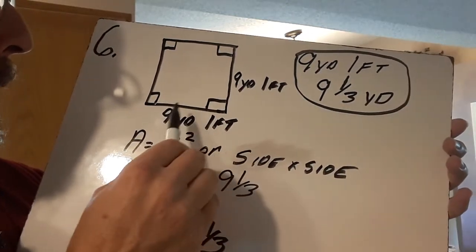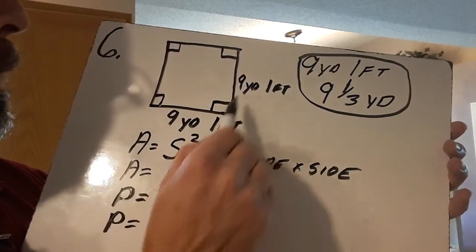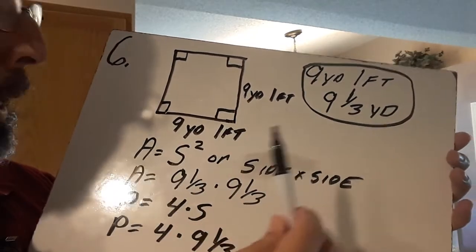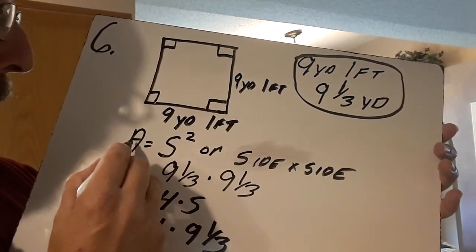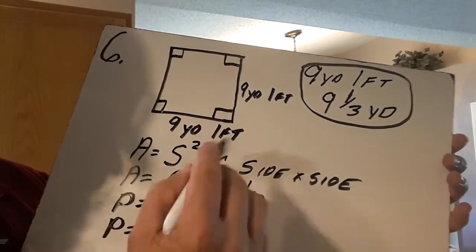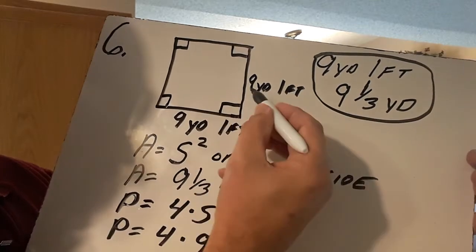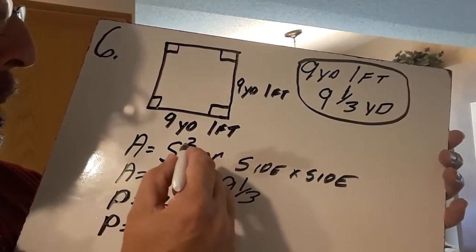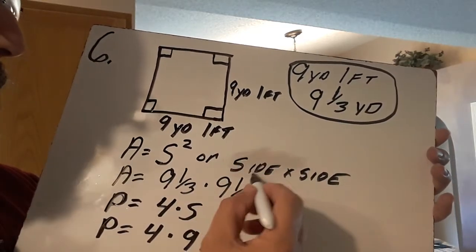But you're multiplying, this is 9 yards, 1 foot, 9 yards, 1 foot. You're multiplying those 2 numbers together. All right? So the formula for the area is side squared, or side times itself. You're multiplying this times this. That's how you're doing it. Squared means times itself, side times side.